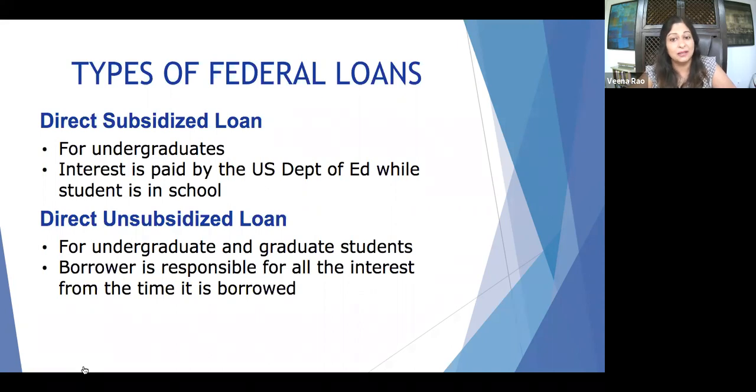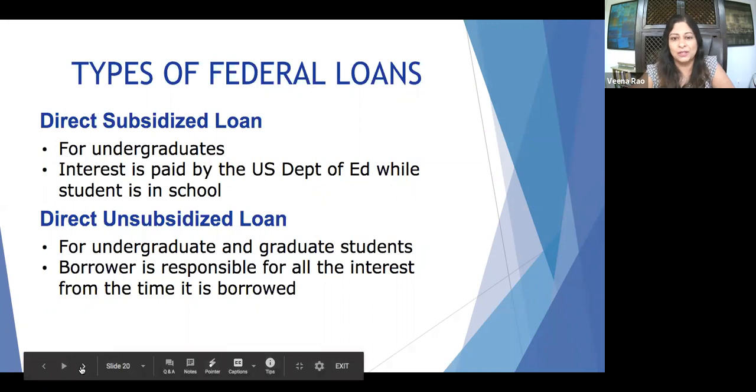The direct unsubsidized loan: undergraduate and graduate students are able to apply and get this. And the borrower is responsible for the interest from the moment the money is taken out, throughout your 4 years of university. So if it's possible, try to pay that interest off while you're in school, so that you don't have to roll it over into the cost of borrowing. You do have the option of deferring that interest and start paying it upon graduation, but it's recommended that you at least try to make those interest payments while you're still in school, so that you're not adding on to the loan amount later.